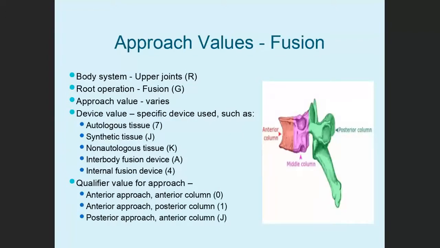So let's look at fusion. In fusion procedures, the qualifier provides information about the approach used. So the approach may vary, but you have anterior approach, anterior column; anterior approach, posterior column; posterior approach, anterior column. So here's the anterior column towards the front. Here's the posterior column. So what's the approach and which column are they going for? The anterior column or the posterior column? Which column is going to be treated?